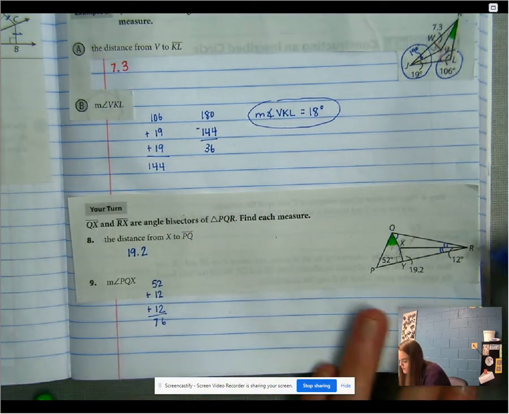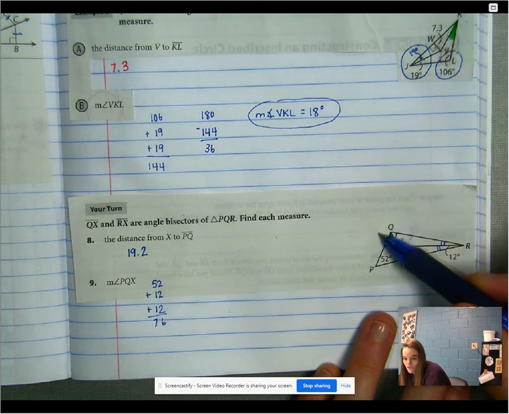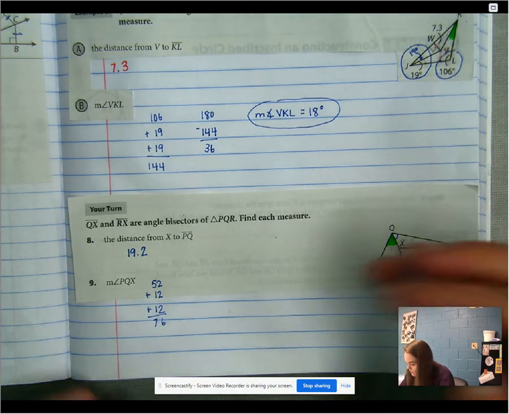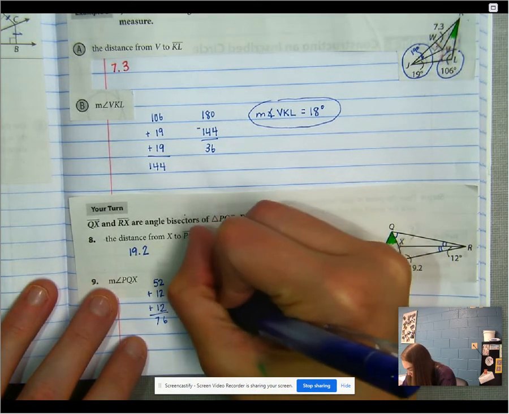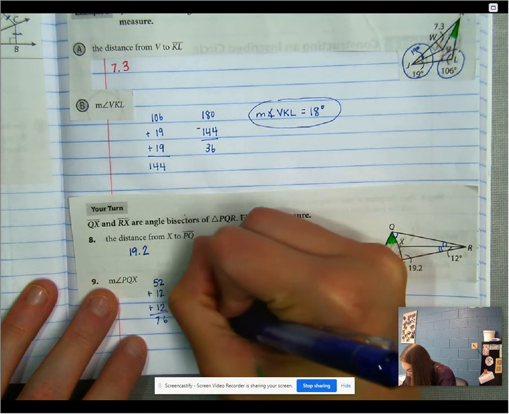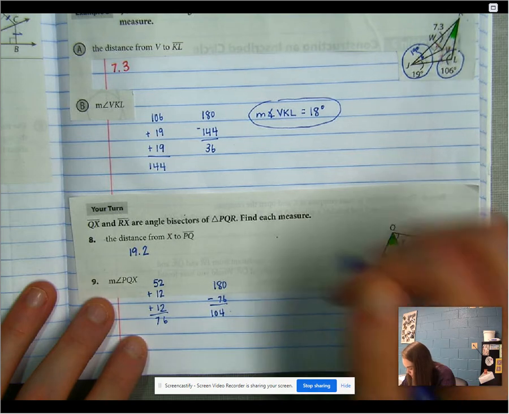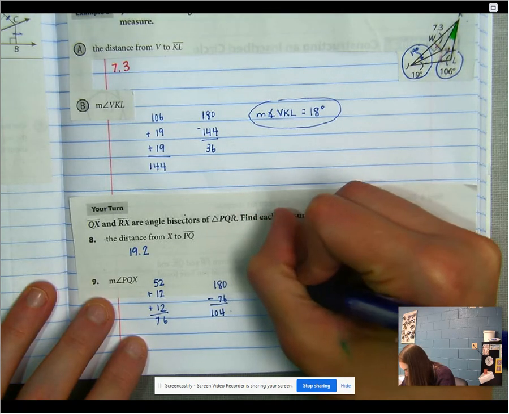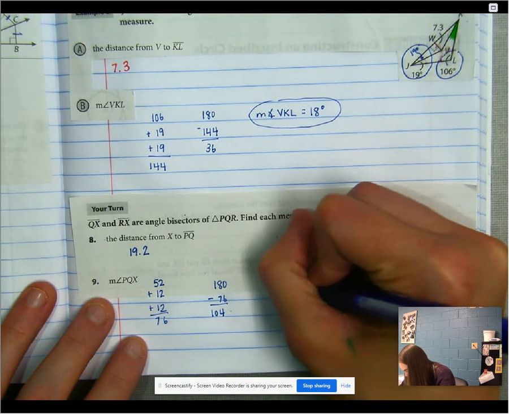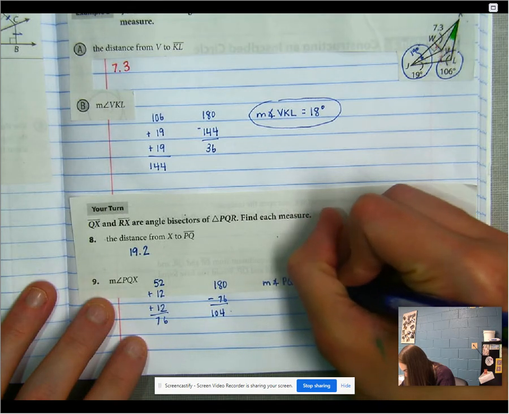And we're going to get 76. So we need to find out what's left over for this angle. 180 minus 76 is 104. The measure of PQX is half of 104, so it is 52 degrees.